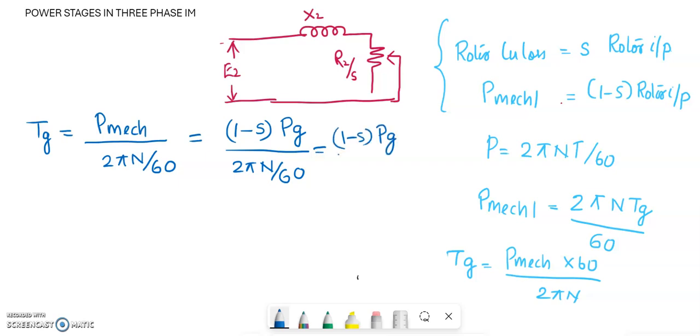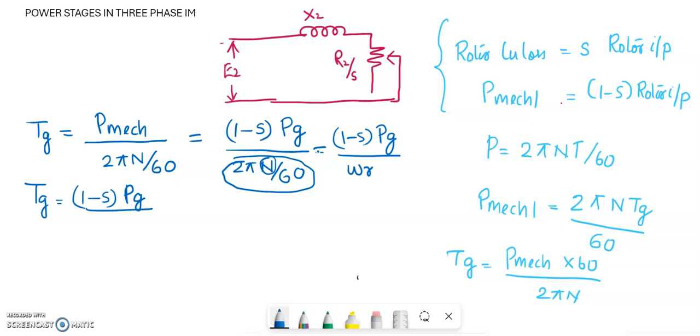We know 2 pi N by 60 is omega. Here N is the rotor speed, so I can write the rotor angular frequency omega r. So Tg can be expressed as 1 minus S into Pg divided by omega r.